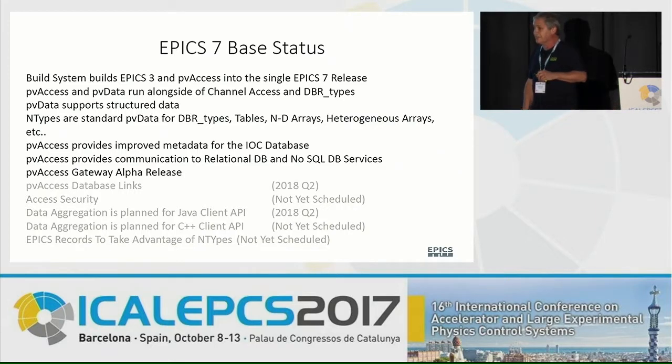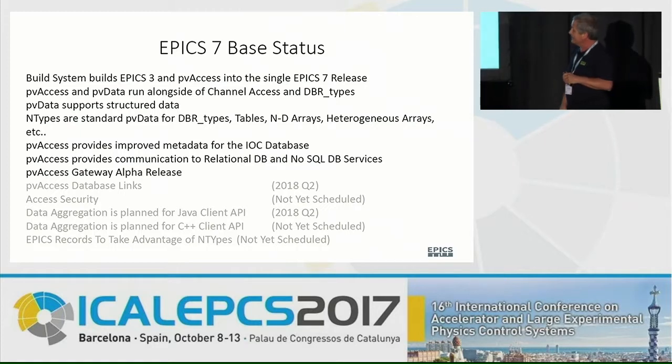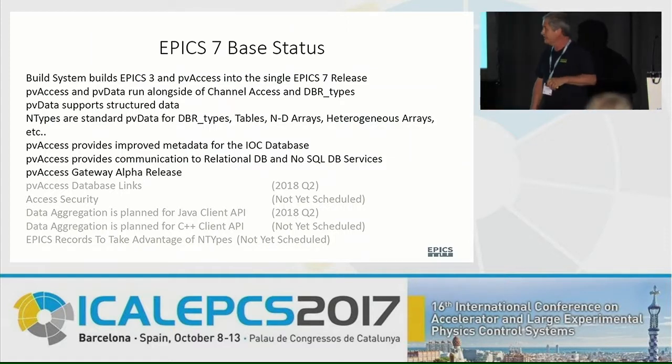And there is a PV access gateway that'll transport this data outside of your control network. And that's running with arrays and tables. Specifically, we did it for area detector data. Other things that'll be finished soon, except for access security, and EPICS record set that takes advantage of this. All this other stuff should be finished by Q2 of 2018.